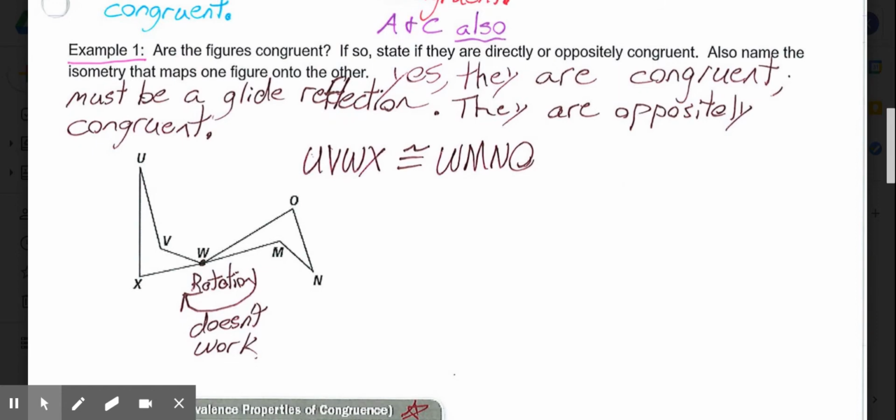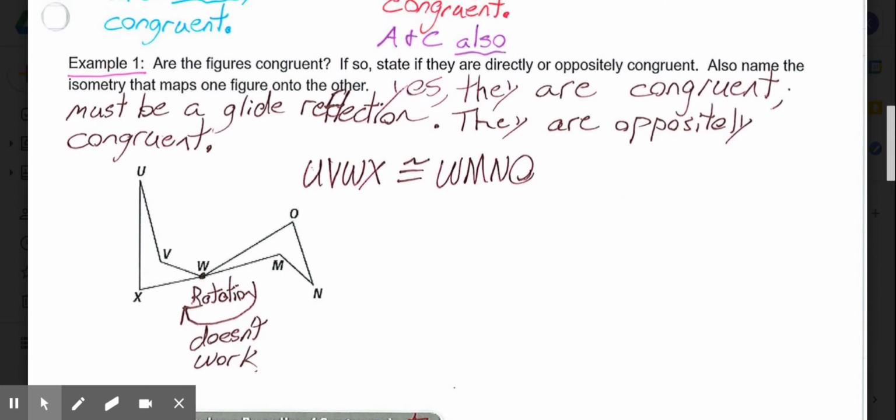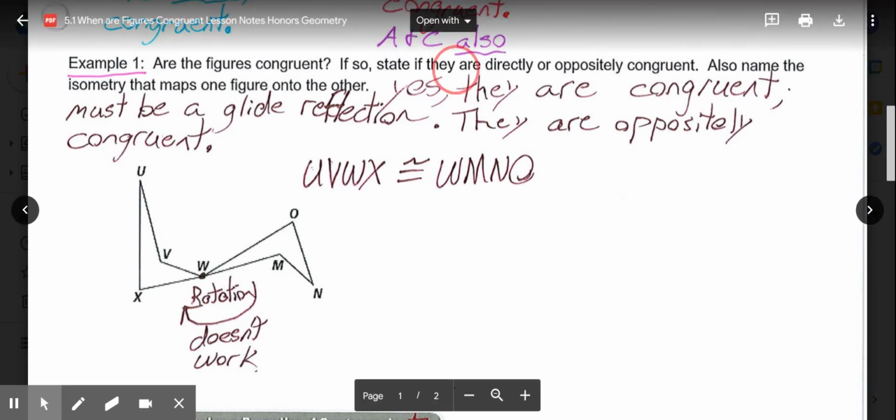Example 1 asks us, are the figures congruent? If so, state if they are directly or oppositely congruent. Also name the isometry that maps one figure onto the other. In this case, are these figures congruent or not? First, are they the same size, same shape, same angle measures, all of the above? Yes, they are, so I know they are congruent, but I don't know yet if they have the same orientation or not.